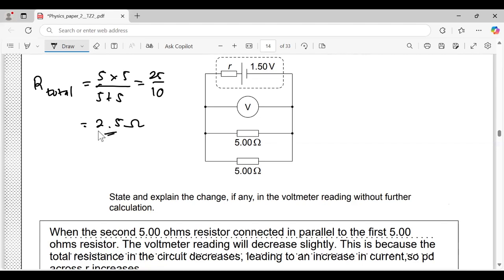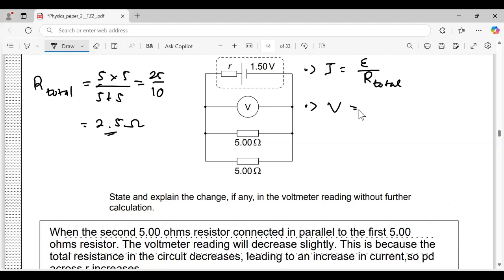So the implication on current: the current formula is epsilon over R total. If the R total is 2.5, lower than 5, the current I will be increased. That's for current.